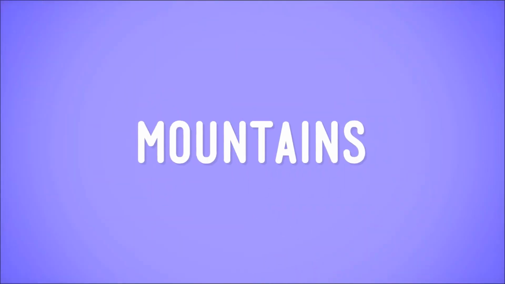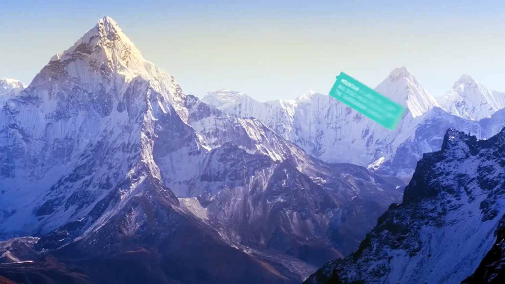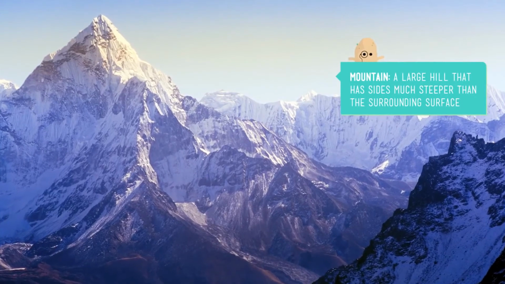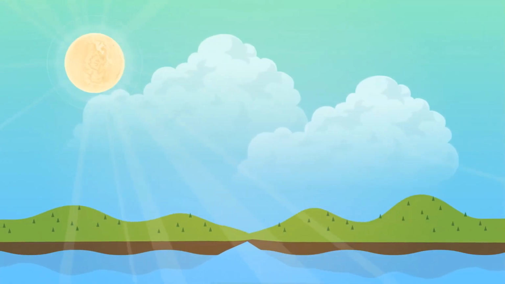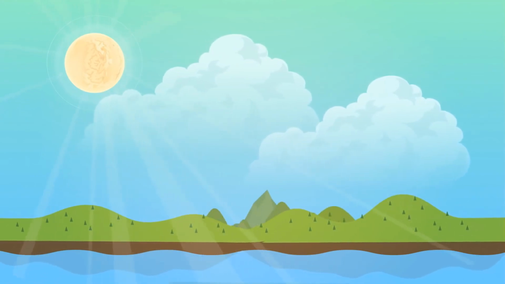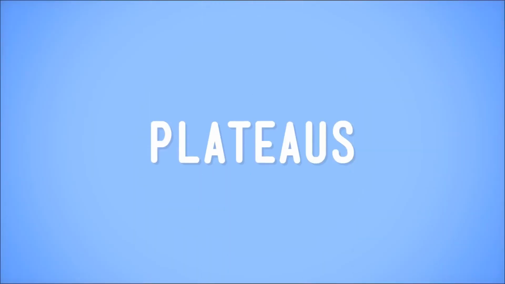Mountains are probably some of the most well-known landforms. Basically, they're just really big hills, with steep sides that stretch way above the surface of the Earth. Many mountains are formed when large plates, or pieces of the Earth's surface, collide and are forced upwards. The low spaces in between, we call those valleys. But if mountains don't pique your interest, how about plateaus?